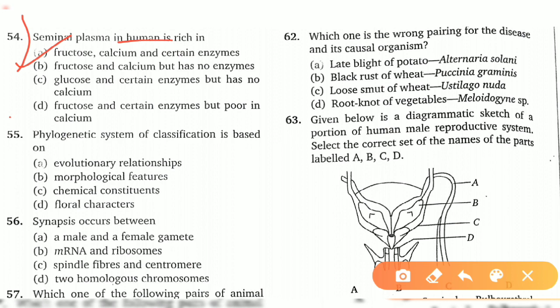Now question number 55. Phylogenetic system of classification is based on, options are evolutionary relationships, morphological features, chemical constituents and floral characteristics. So the answer is evolutionary relationships. Now 56th question. Synapsis occurs between a male and a female gamete, mRNA and ribosomes, spindle fibers and centromere, or two homologous chromosomes. So the answer is two homologous chromosomes.